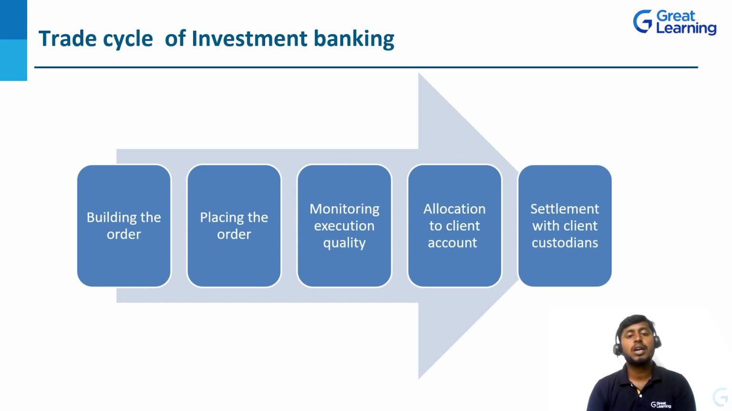So according to that, they are going to place the order. Next step, once they place the order, is monitoring execution quality. If, for example, I have the money, they are not going to immediately invest. Whichever company is giving more returns or more profits, they are going to check all those things, and then only they are going to execute the orders.